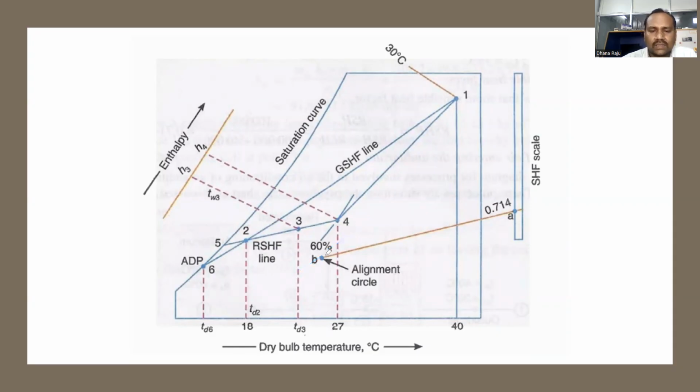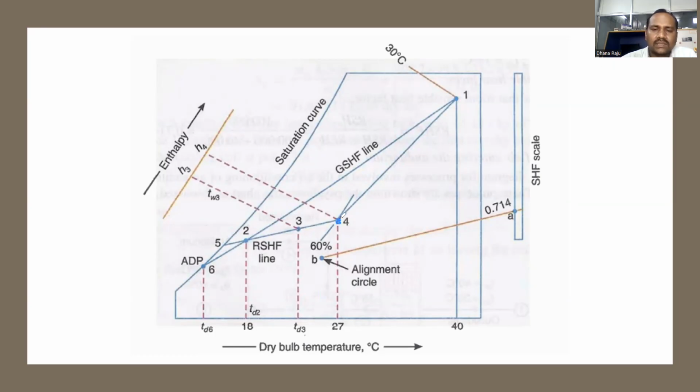50% RH line. So the intersection point we will get is B. Then by using A and B, you need to join this with a straight line. And you already located the condition as outdoor condition 1 and indoor conditions. So the points are different, deviated here.